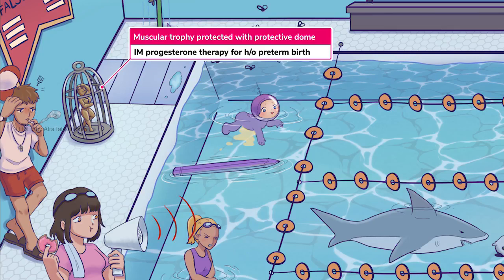This is usually started between 16 to 24 weeks gestational age and is given through 36 weeks gestational age and is only done if she's pregnant with a single fetus. Quick note here. IM progesterone therapy to prevent preterm birth is a hotly debated topic. But for now, ACOG still recommends IM progesterone in women who have had a history of a preterm birth in a previous pregnancy.